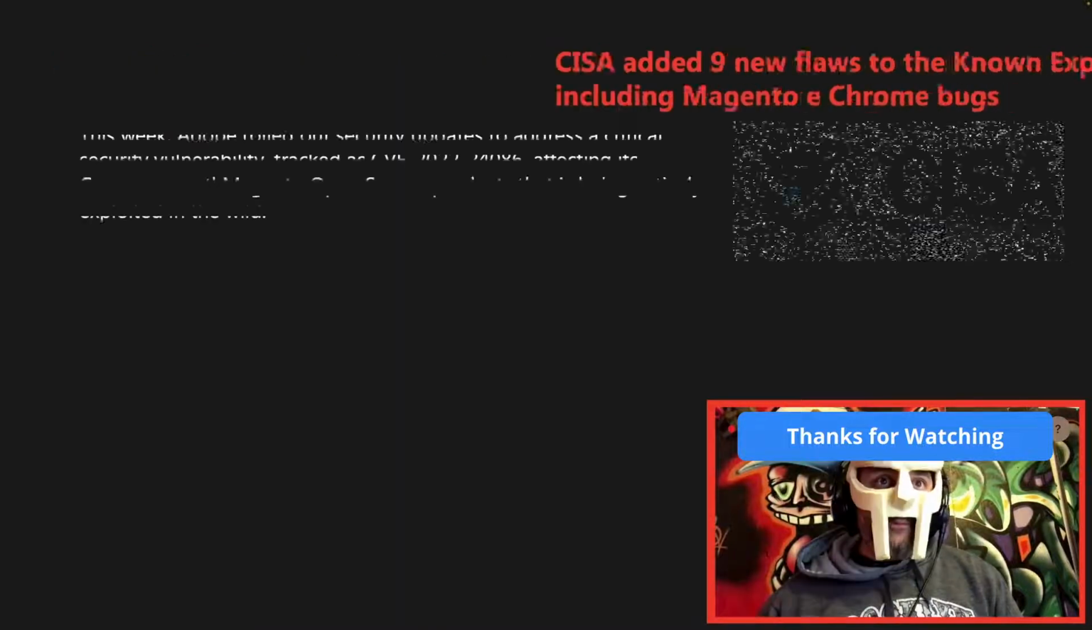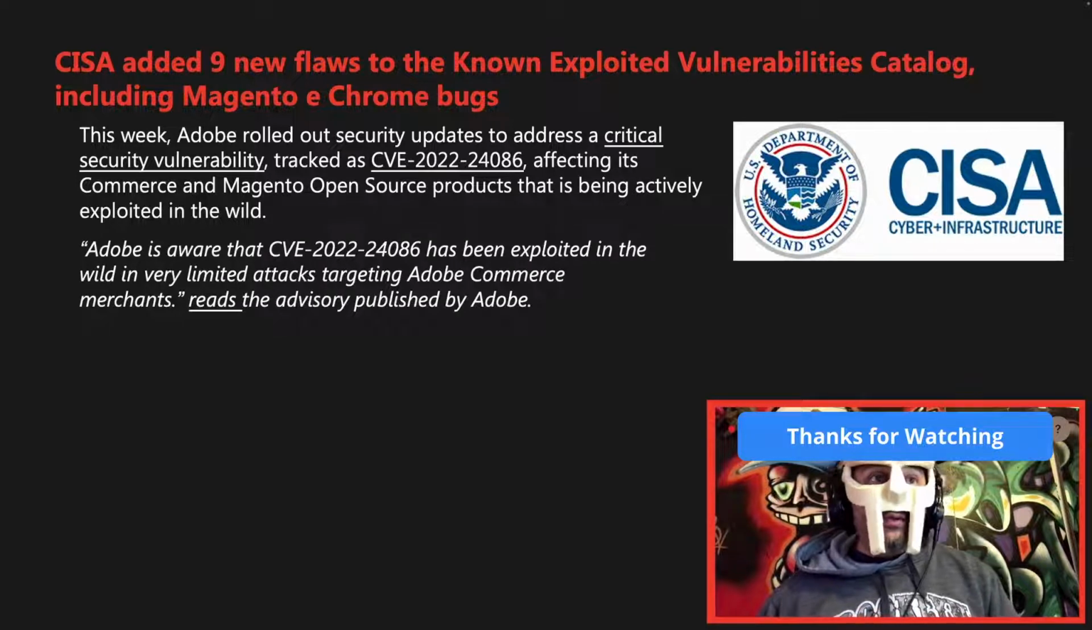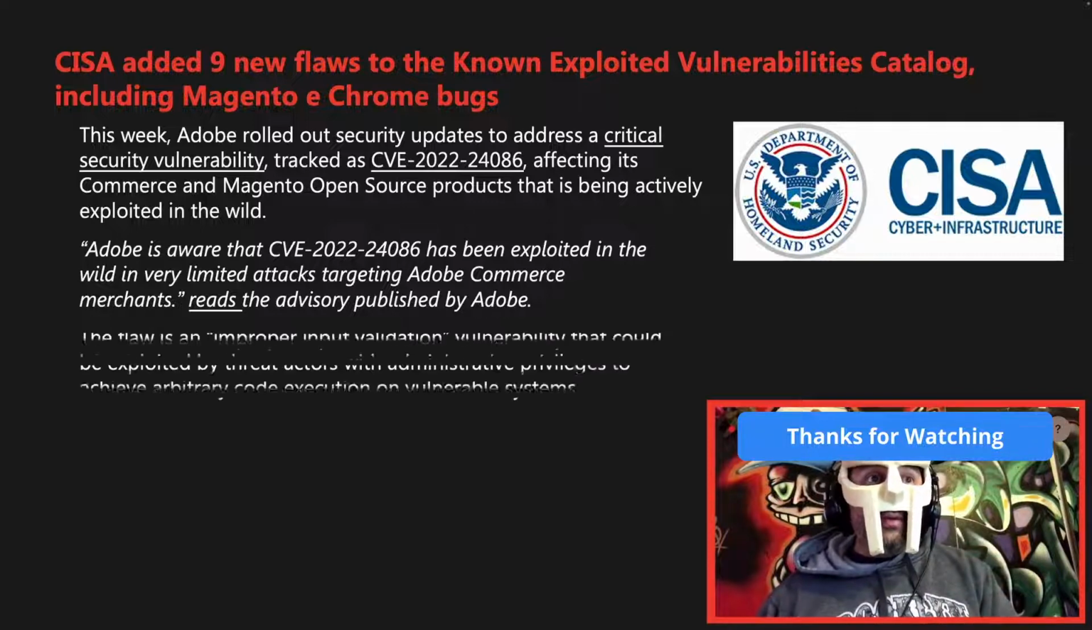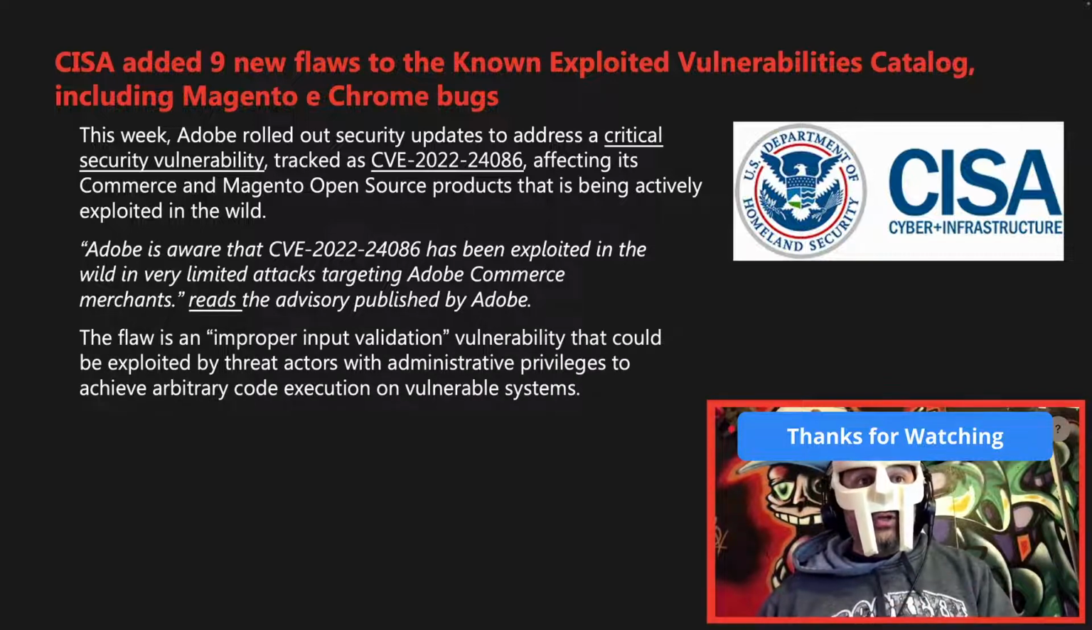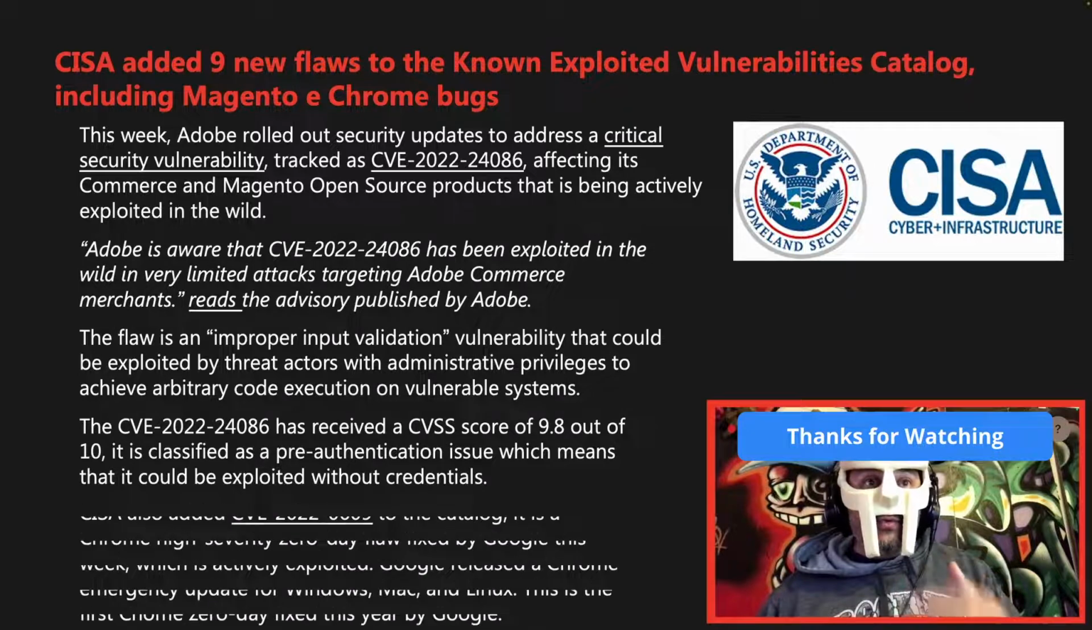This week, Adobe rolled out security updates to address the critical security vulnerability tracked as CVE-2022-24086, affecting its Commerce and Magento Open Source products, that is being actively exploited in the wild. Adobe is aware that CVE-2022-24086 has been exploited in the wild in very limited attacks targeting Adobe Commerce merchants. The flaw is an improper input validation vulnerability that could be exploited by threat actors with administrative privileges to achieve arbitrary code execution on vulnerable systems. It has received a CVSS score of 9.8 out of 10. It is classified as a pre-authentication issue, which means that it could be exploited without credentials.